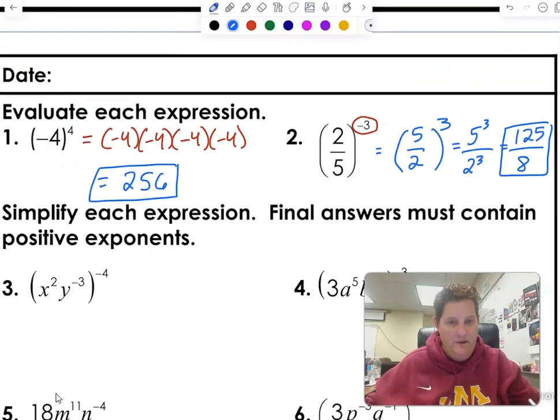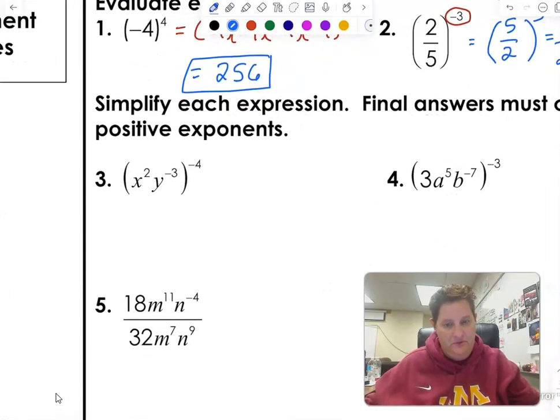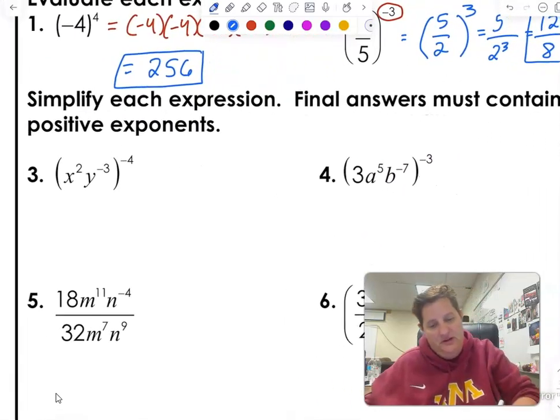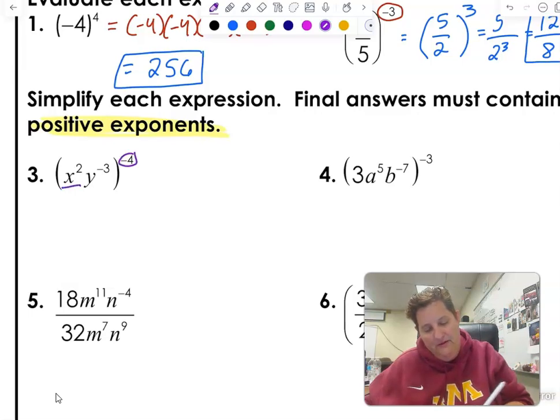Okay? Here's some other stuff we did in the exponent rules. It says simplify each expression, and this is important right here: final answers must contain only positive exponents. Okay, so this first one, we can raise both of them to the negative 4 power.